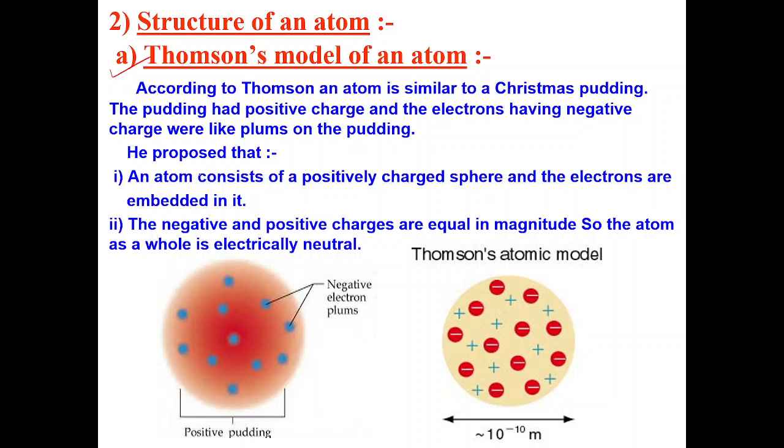So what are the two points? He proposed that an atom consists of a positively charged sphere and the electrons are embedded in it. The second point is that the negative and positive charges are equal in magnitude, so the atom is electrically neutral. So this is the first proposed model of an atom, J.J. Thomson's plum pudding model.